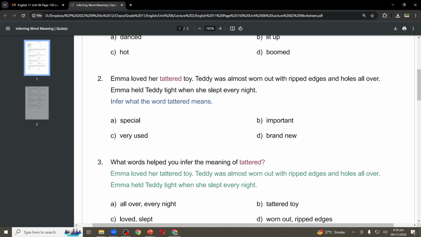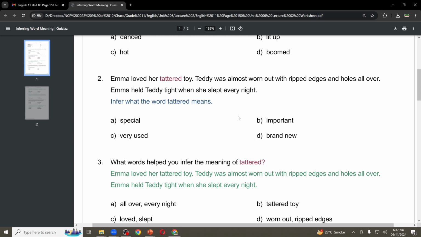Emma loved her tattered toy. We need to understand the meaning of the word tattered. Special, very used, important, or brand new? Teddy was almost worn out. Worn out means used so much that the edges are ripped. This is a very old and used teddy bear, and there are holes all over. So what do we mean by the word tattered?